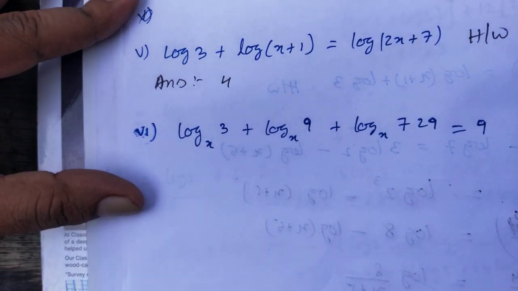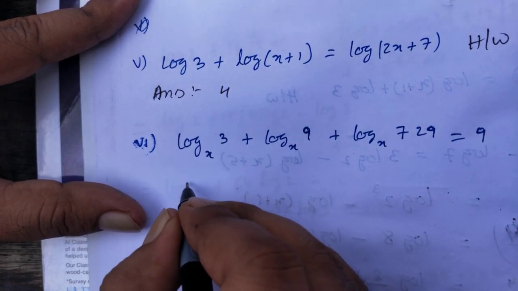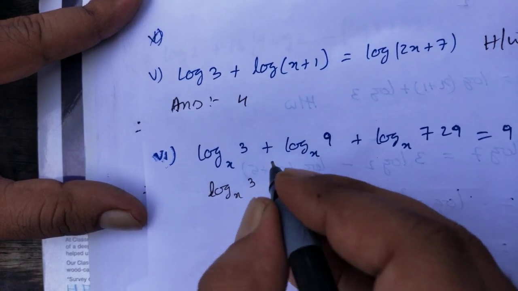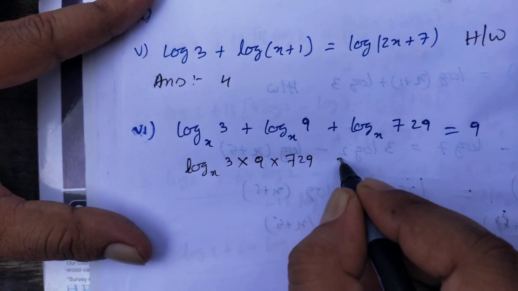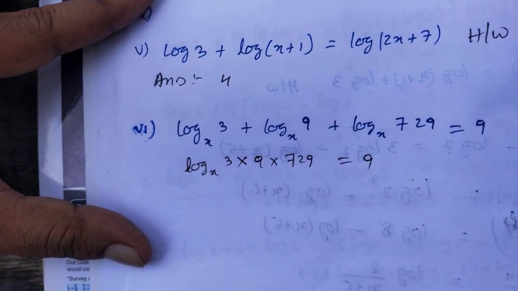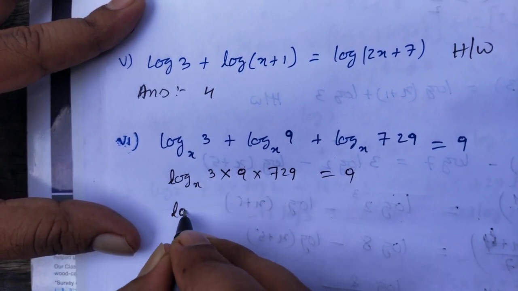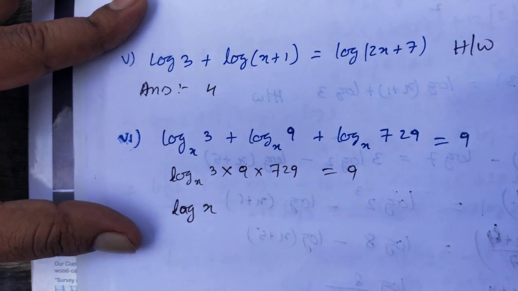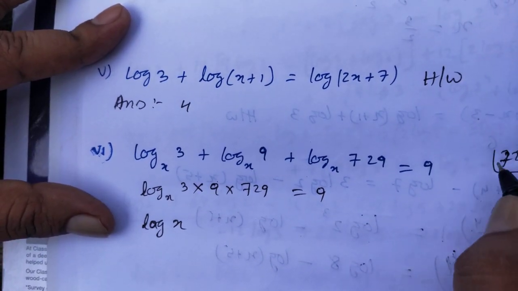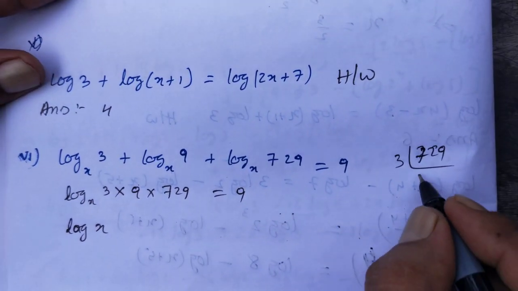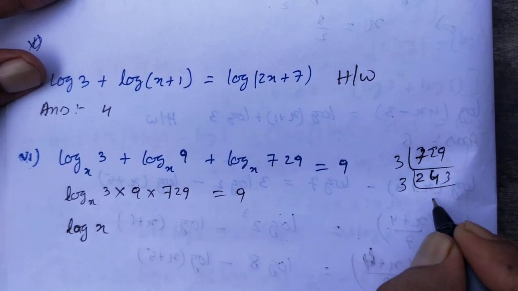Let's do question number 6. This is base x 3, into, we have to multiply everything, 9 into 729, which is equal to 9. So we'll try to break as a power of. Break it up. 729, if you break it up, 3, 2, 3, 4 is 12. 3, 3, 81.